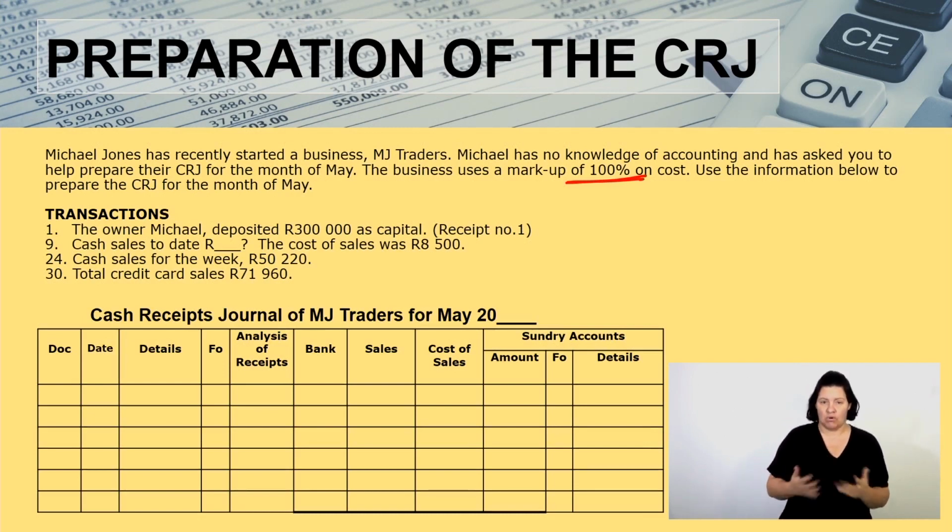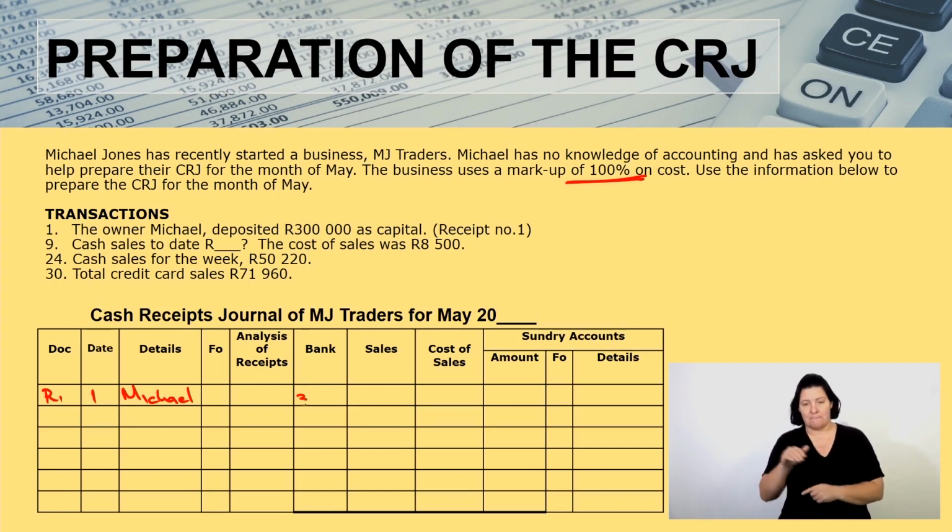Okay? So the owner Michael deposited 300,000 as capital. So receipt number 1. I'm starting now. I have my receipt number 1 and the date is the 1st. The details, remember who gave us the money? It is Michael. So here's my Michael. And then I'm not going to write it in the analysis of receipts. I'm going to come now to my bank, which is 300,000.